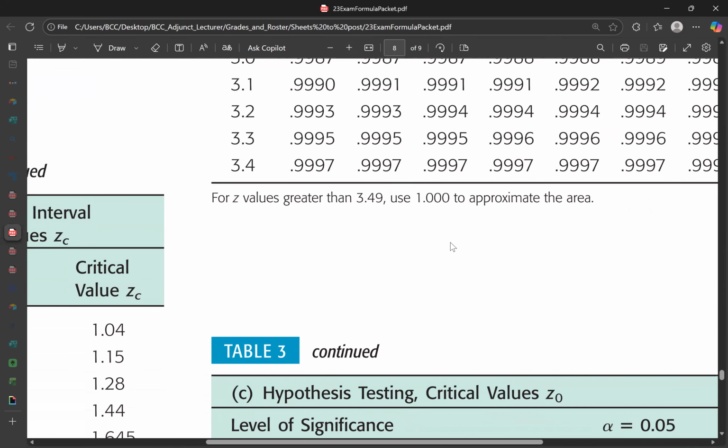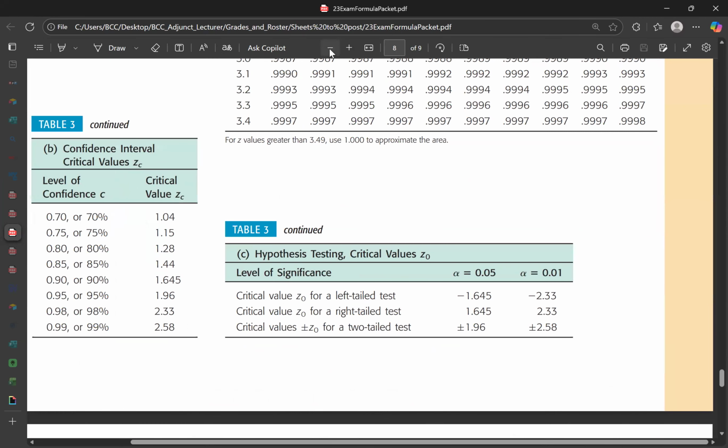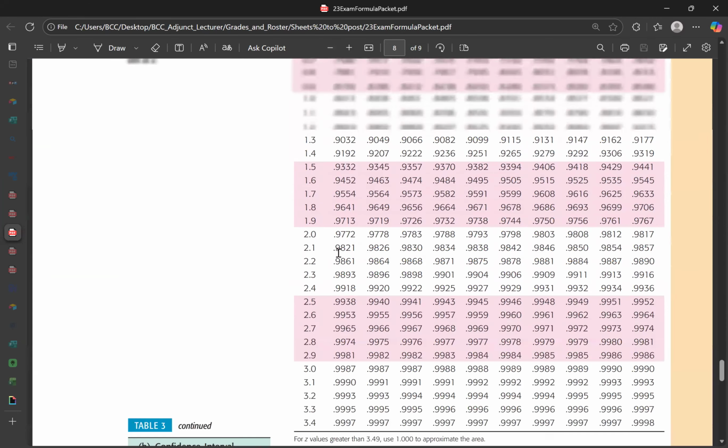As I was saying, the answer to every question on the test is on the formula sheet. Not the answer per se, it's the tools to hopefully get things.